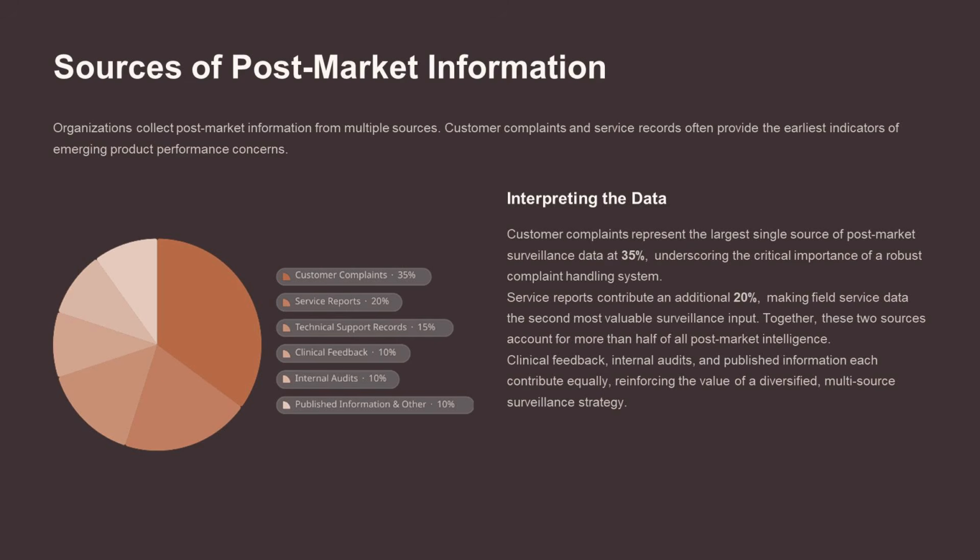complaint handling system. Service reports contribute an additional 20%, making field service the second most valuable surveillance input. Together, these two sources account for more than half of all post-market intelligence. Clinical feedback, internal audits, and published information each contribute equally, reinforcing the value of a diversified, multi-source surveillance strategy.